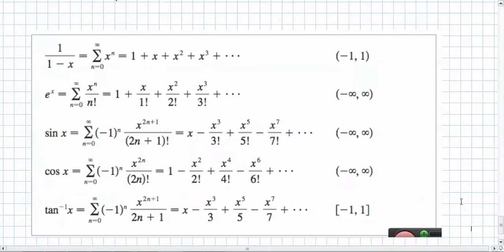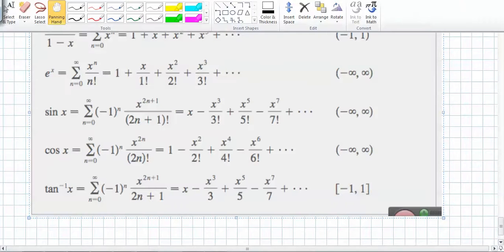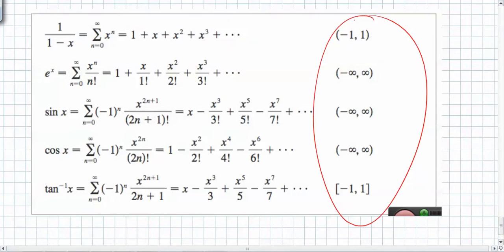Okay, so here are the ones you really need to remember. The first 4 are the ones you really need. Tan is something you don't super need to know because you can derive it. But the first 4, absolutely. And then what is in parentheses right there? Yeah, what are these right here? Yeah, the intervals of convergence, which is the domains, yes. Yeah, arctan is pretty cool.